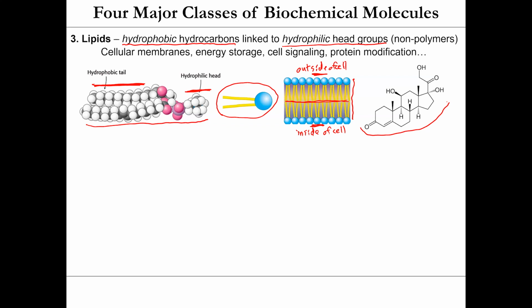So lipids do a lot of things in the body. Like I said, they're involved in cellular membranes. They're also involved in energy storage. Fat molecules in your cells are lipids, and those are broken down for the use of energy. They're also involved in cell signaling, for instance, these steroid molecules. And they're also involved in protein modification that allows proteins to do lots of different things.